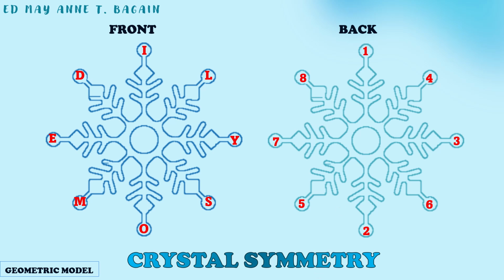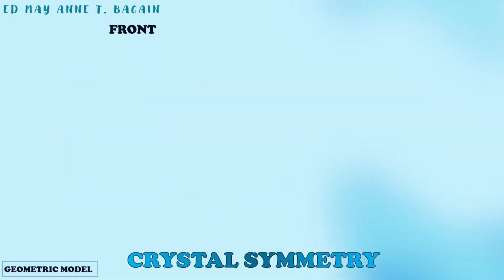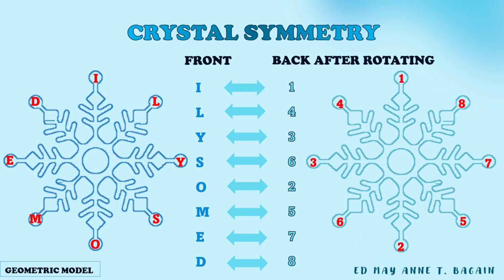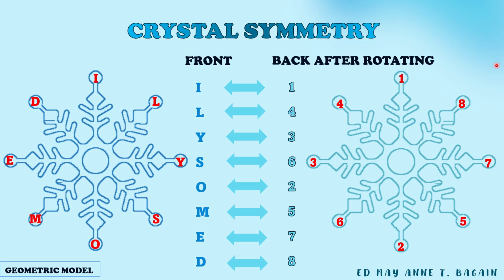And next, as you can see, I defined the back twice. As it is, meaning how it looks if you look at the back without rotating it, and next, after flipping it vertically to show the numbers at the back. So it will become 1, 8, 7, 5, 2, 6, 3, 4, or 1, 4, 3, 6, 2, 5, 7, 8. So as we can see, we have here the crystal symmetry for front and back after rotating.